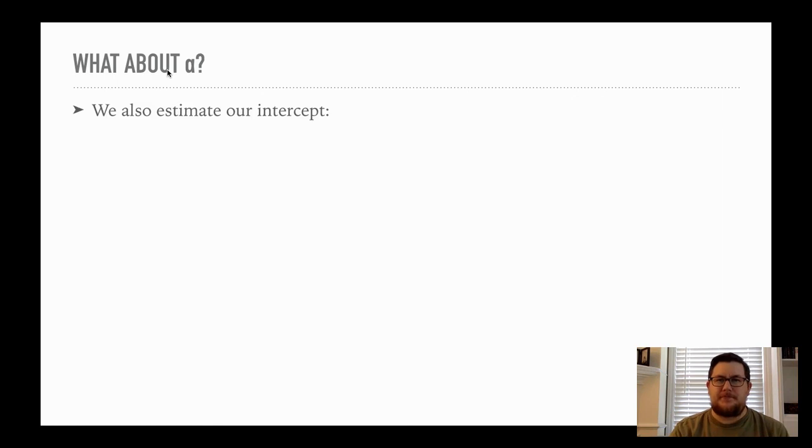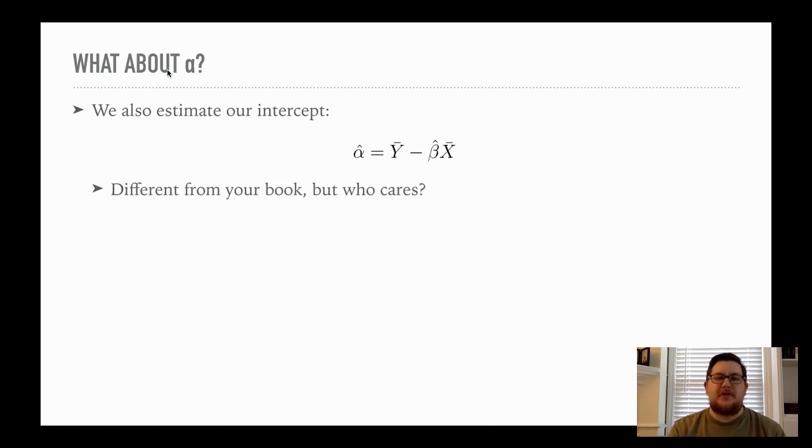Okay, so thinking forward, what about alpha? We can estimate that, right, using this. Now, your textbook gives you something different, but number one, who cares? And secondly, it's easy to show that this is mathematically identical to your book. Your book says alpha is equal to the sum of y minus b, or beta, times the sum of x, all of that over n. Well, when you factor that, the sum of y over n is the mean of y, and the sum of x over n is the mean of x, you see that these are the same things.